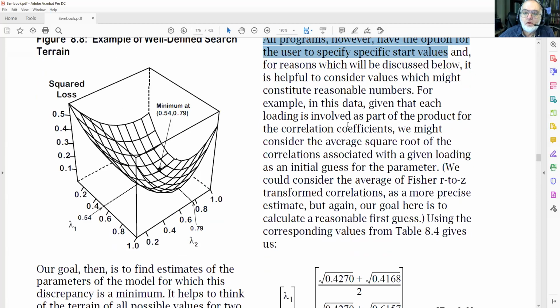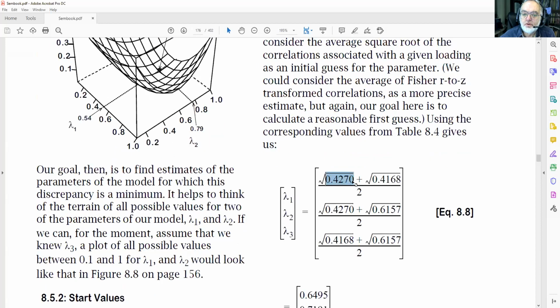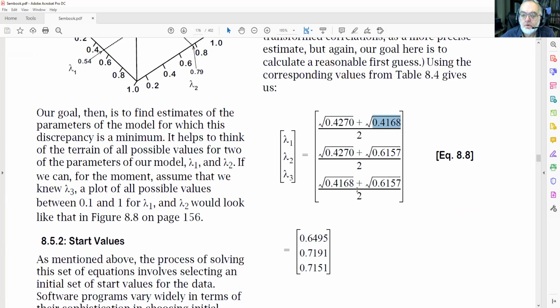So in this example, given that every loading is part of a product for correlation coefficients, we might consider the average square root of the correlations as an initial guess. So what we're doing here is, to get some start values, I'm taking the observed correlation of variable 1 with variable 2 and variable 1 with variable 3, and taking the square root of that, adding them together and dividing by 2. And that gives me these three numbers. And those are my start values.